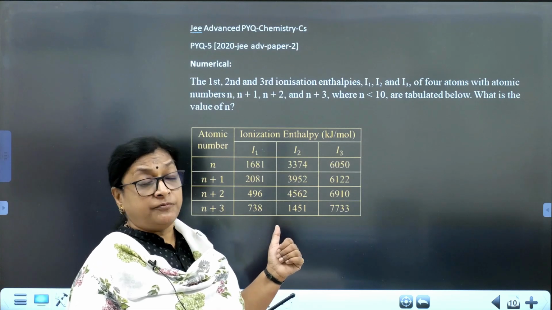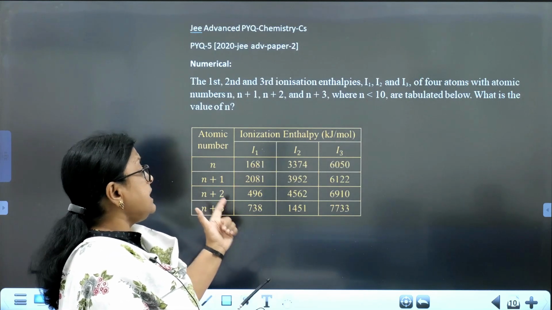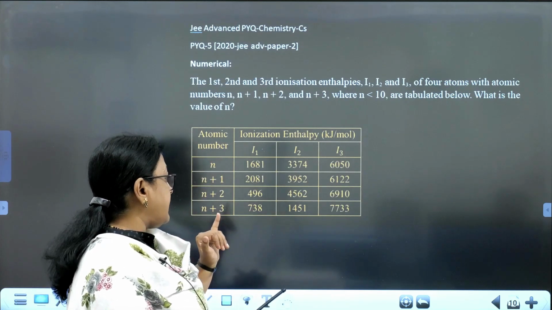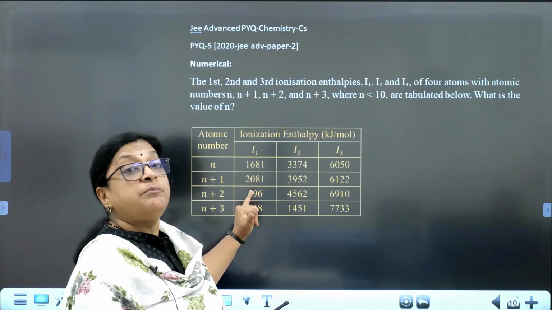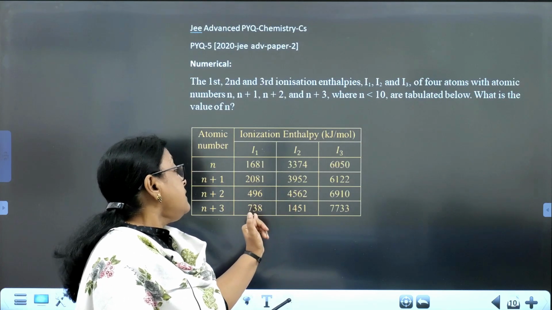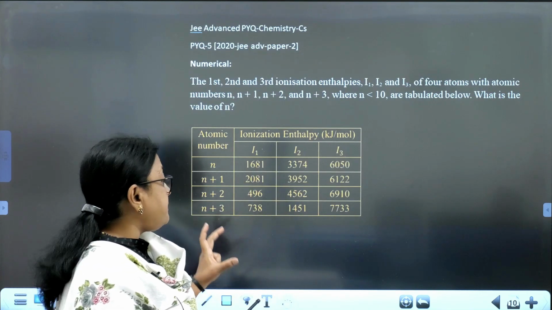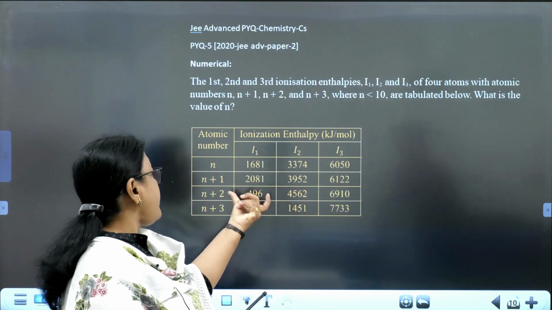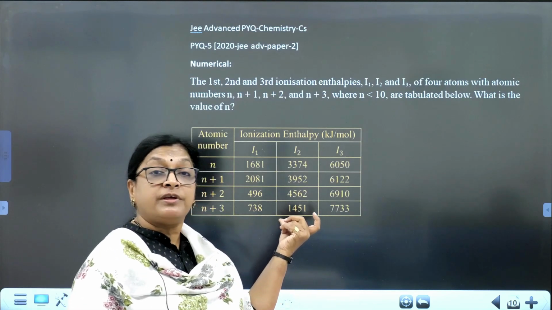Coming to the fourth element with the atomic number n plus 3, you can see its first ionization enthalpy is not too big compared to first and second, but it is definitely higher than the element immediately before that, considerably big compared to the element just before that. And a very important clue is again its second ionization enthalpy. Its second ionization enthalpy must be higher, but compared to the difference in first and second of n plus 2, the difference in first and second of n plus 3 is not very big.